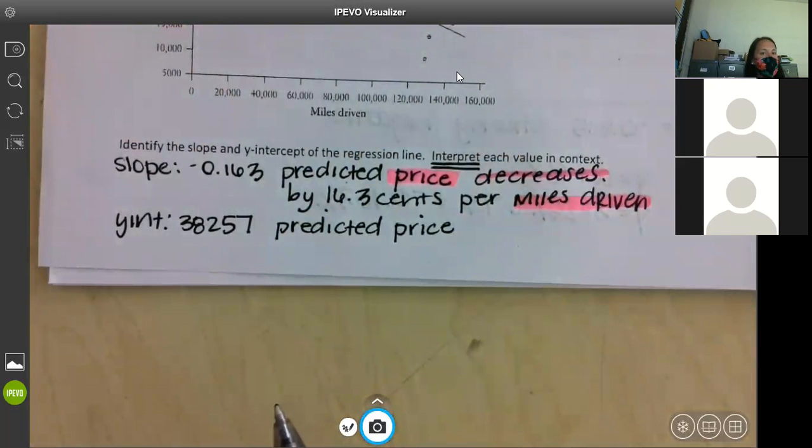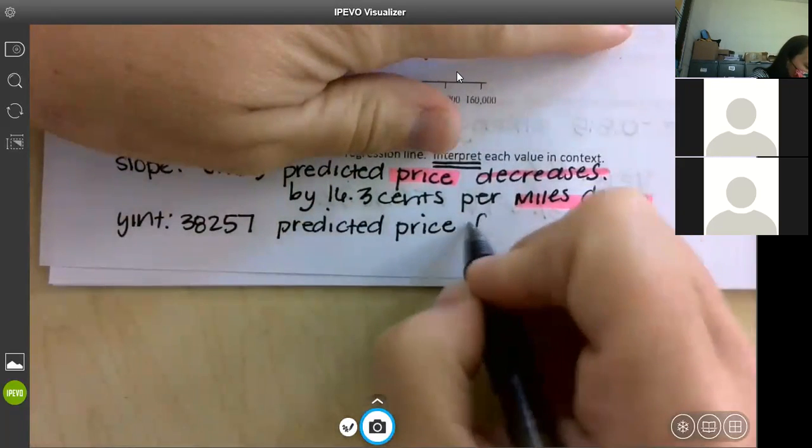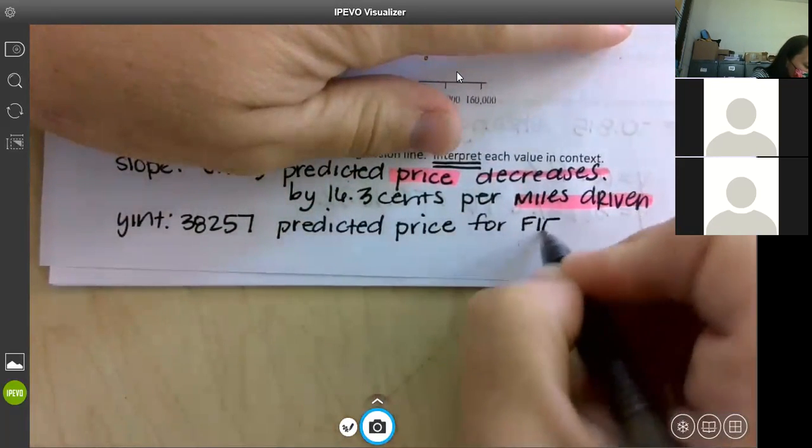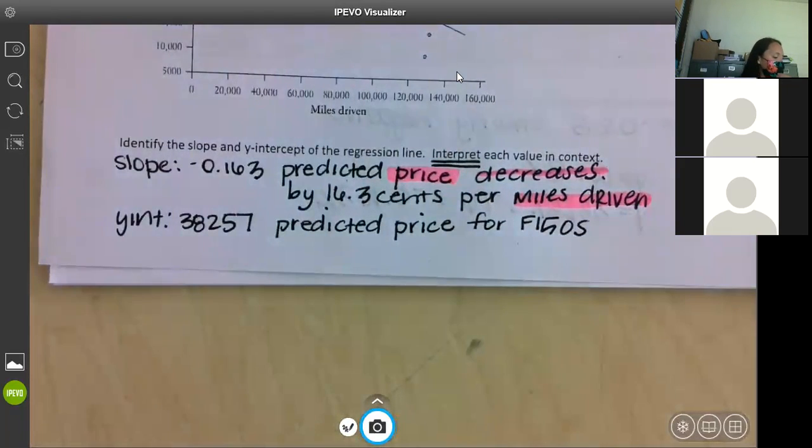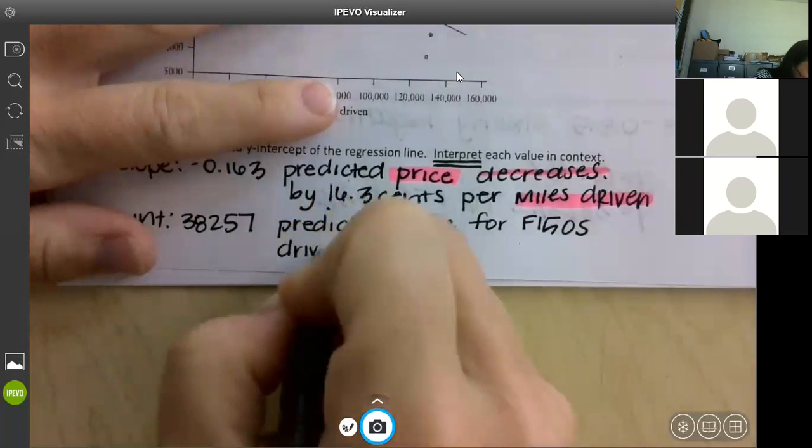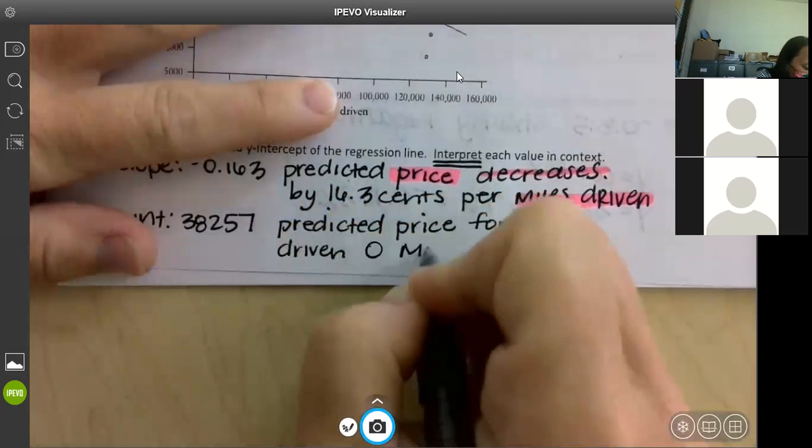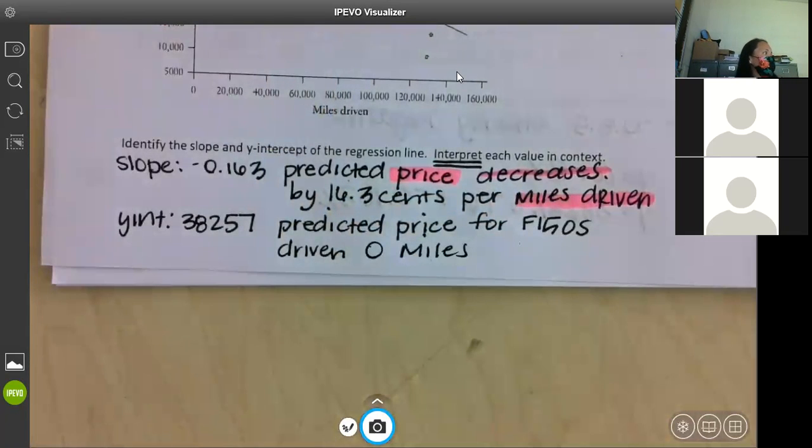In context of the problem, predicted price of what? Car that is 0 miles. What are our cars? F-150s, right? 4x4, Super Crew, whatever. You can write all that. Driven 0 miles or with 0 miles is perfectly fine. Do not lose points because you are too lazy to learn how to write this. Okay? It's the same thing every time. That is exactly what the AP exam wants. So I will be pretty harsh on that if you guys don't put it the way it's supposed to be, okay? Understand.